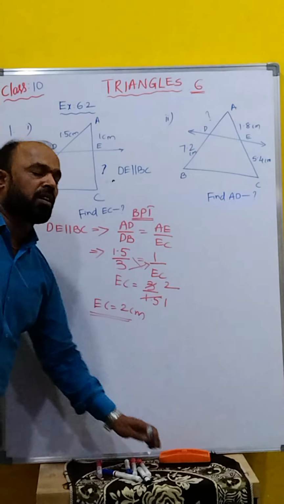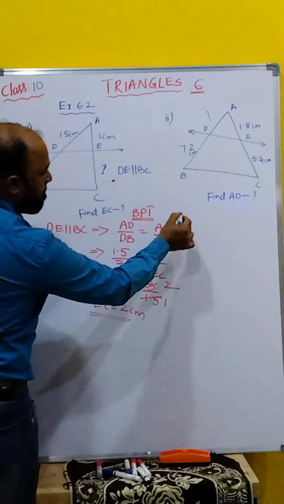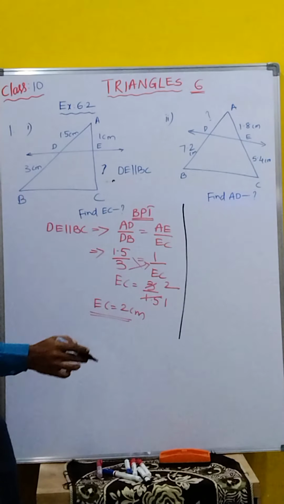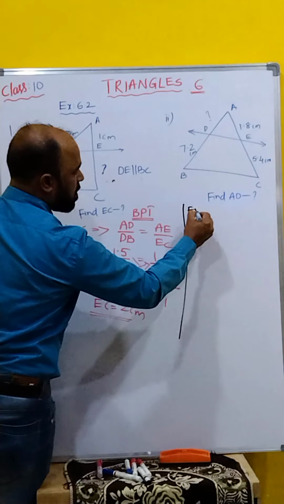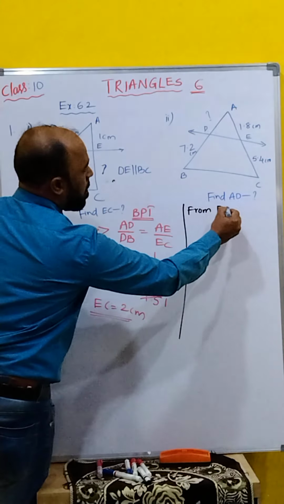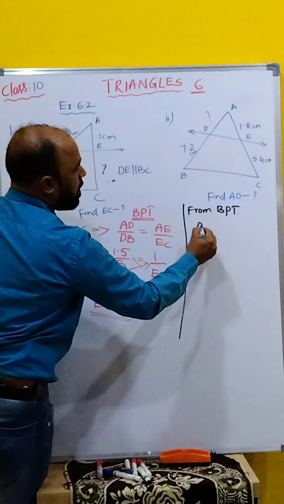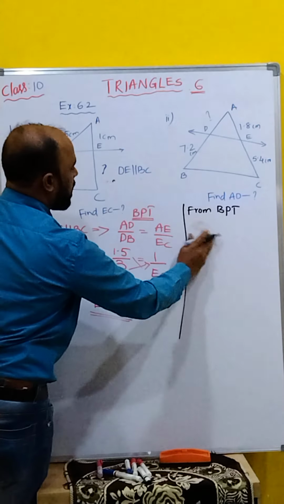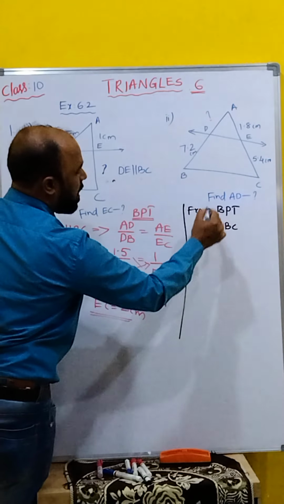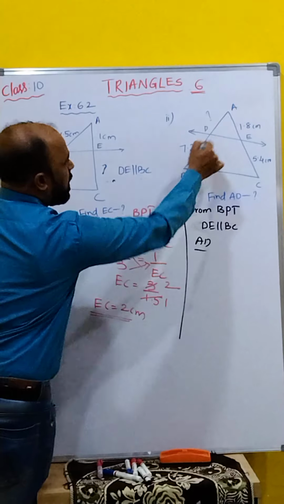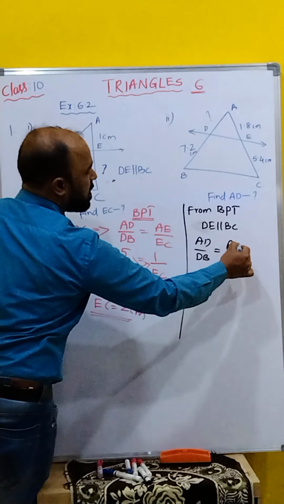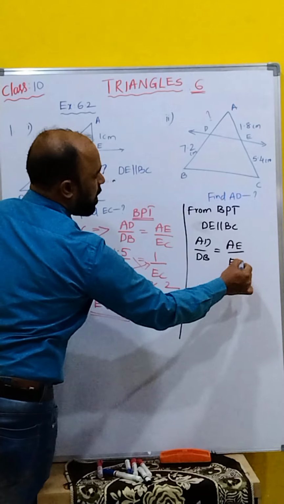Now we'll go for the second one also. Same way. What is the question here? Find AD. This value we have to find. Same, from BPT, from the basic proportionality theorem. What is the given thing? First you write it. DE is parallel to BC. Then AD by DB is equal to AE by EC. Clear children?